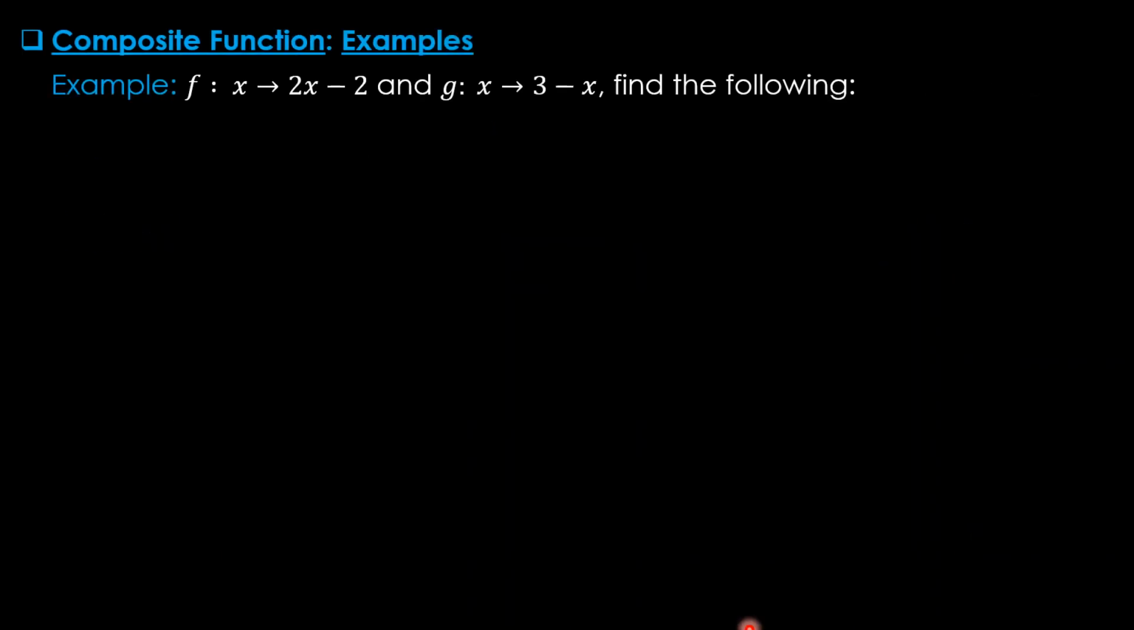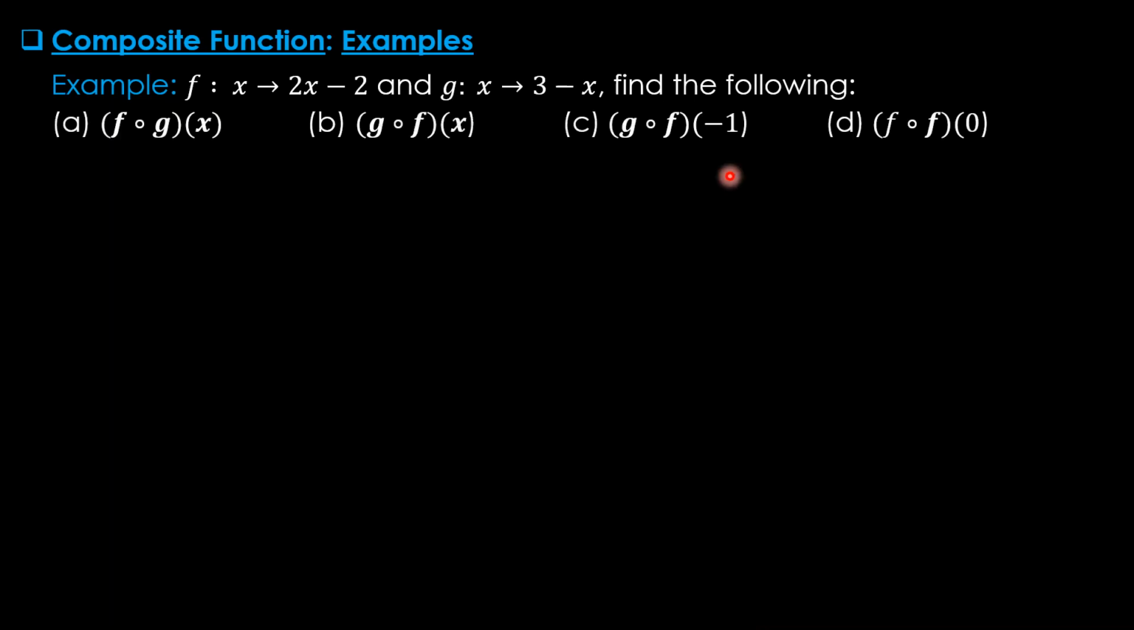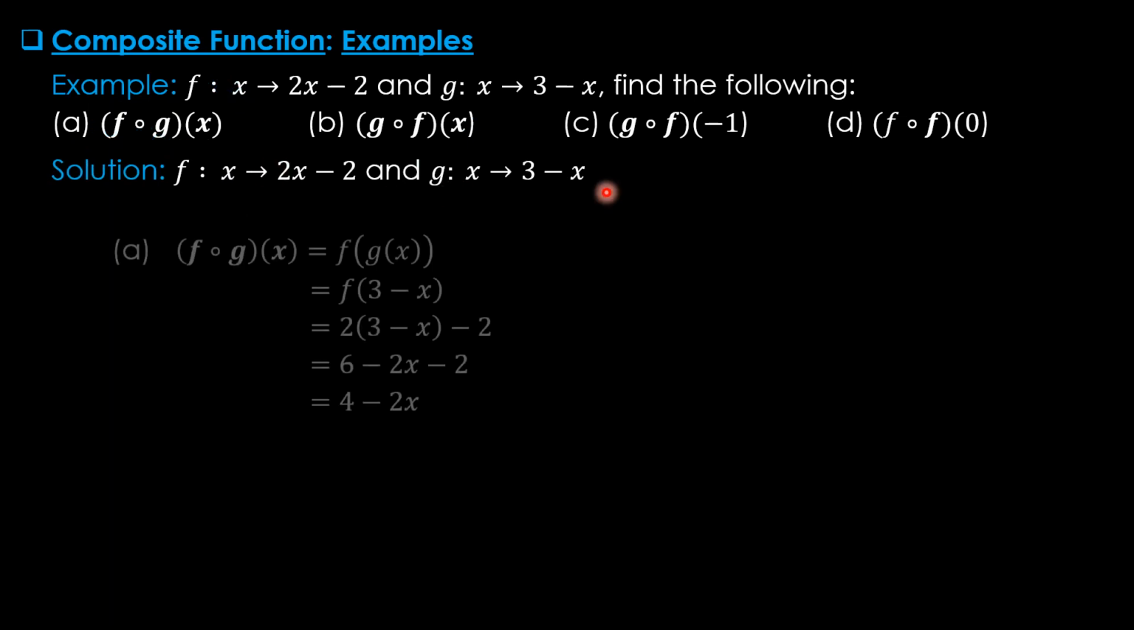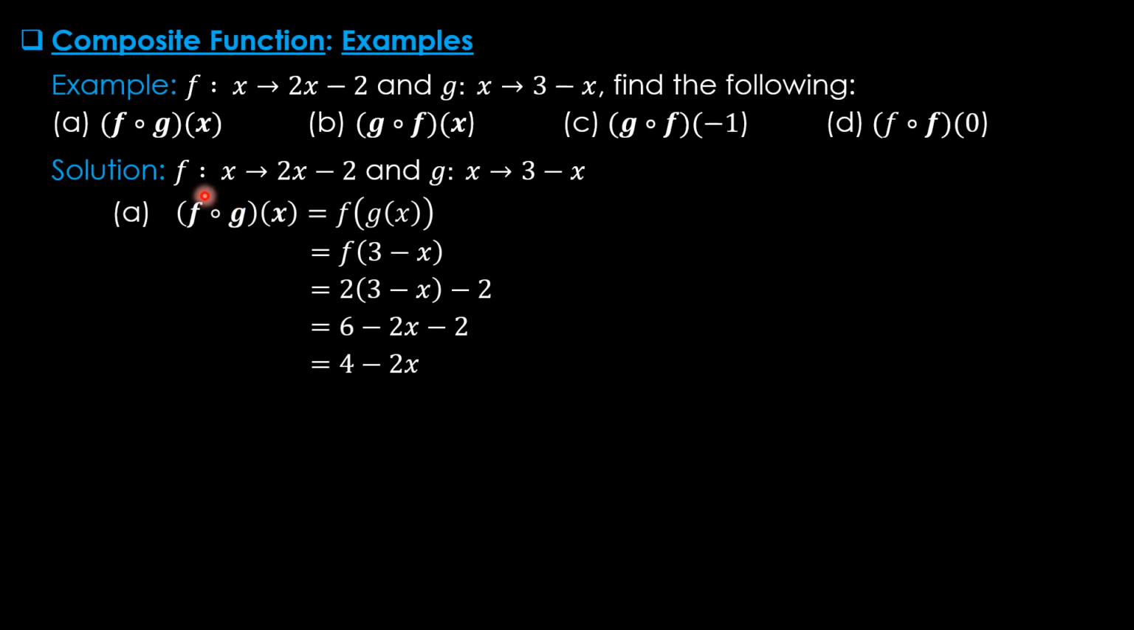Composite function example. So there are two functions here. Find the following. These are the questions. This is very straightforward. This is a function and this is another function. Then if we want to find the composite function, we just substitute.